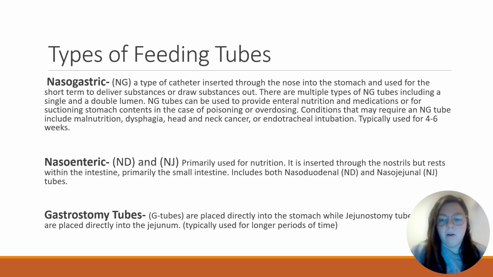Gastrostomy tubes, also called G tubes or PEG tubes, are placed directly into the stomach, while jejunostomy tubes are placed directly into the jejunum. Typically, these tubes are used for longer periods of time.